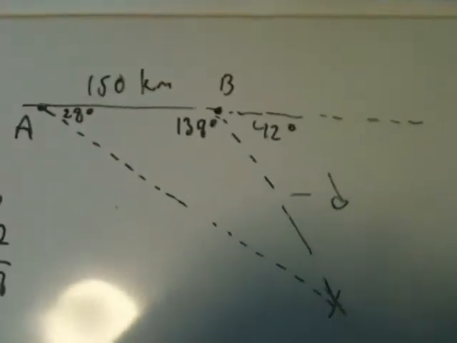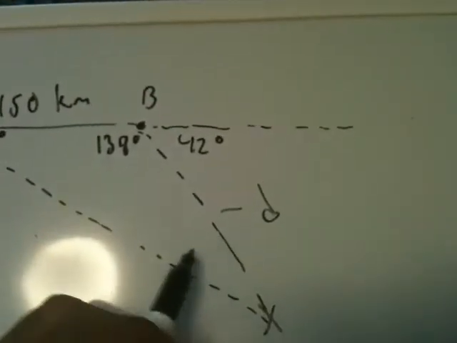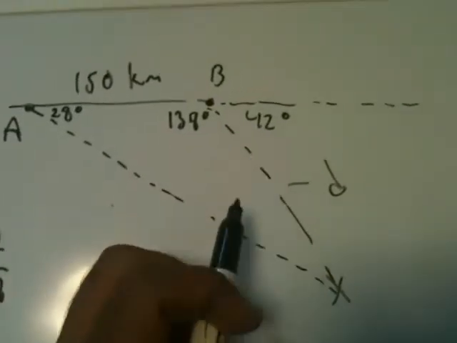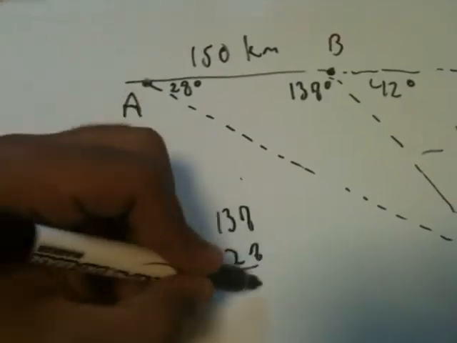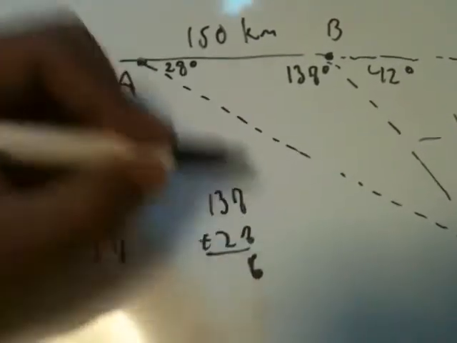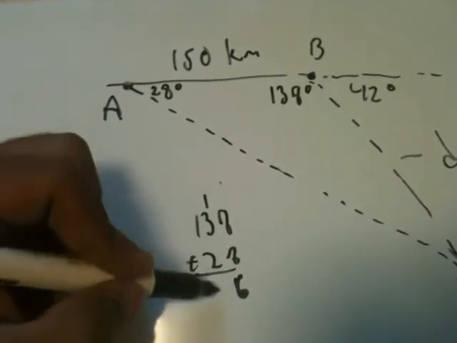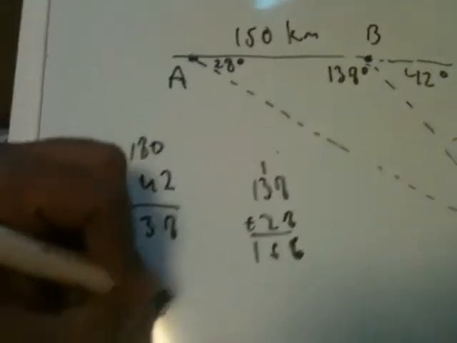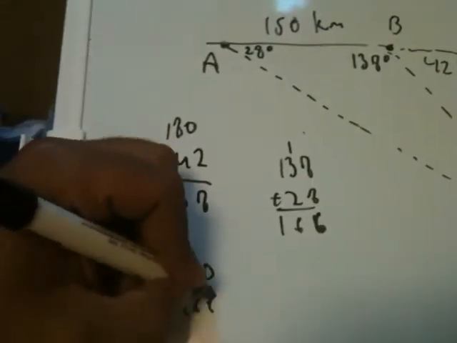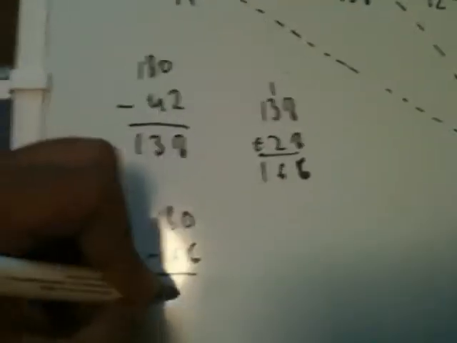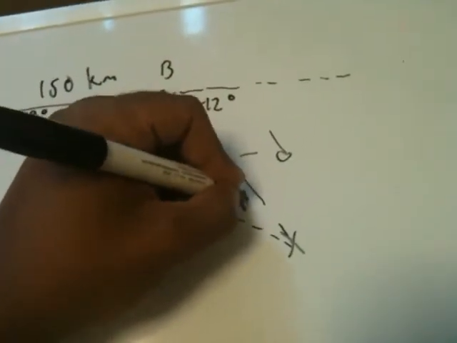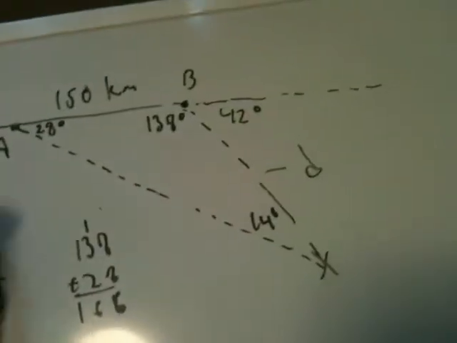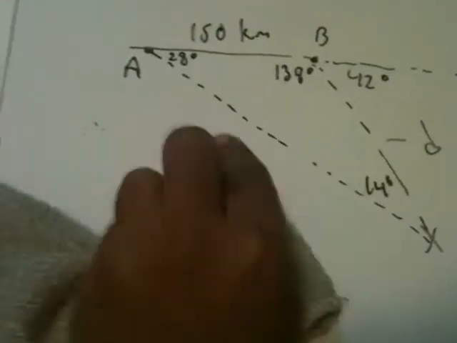And now we can also find this third angle right here. That's going to be 138 plus 28, which is, let's see, that's a 6, not a 4. 166, and 180 minus 166 will give us the measure of this angle, which is 14 degrees. So, we found all our angles. Let me erase all this junk here so we can have a little more space to work with.